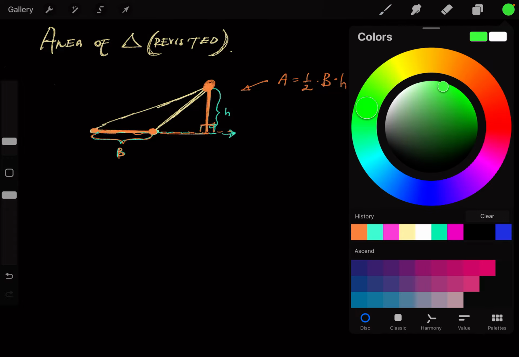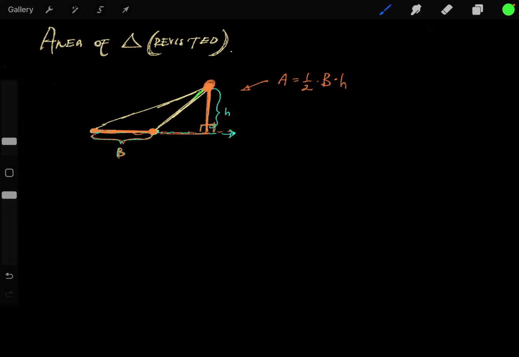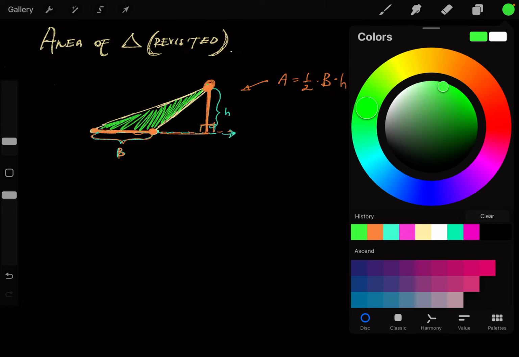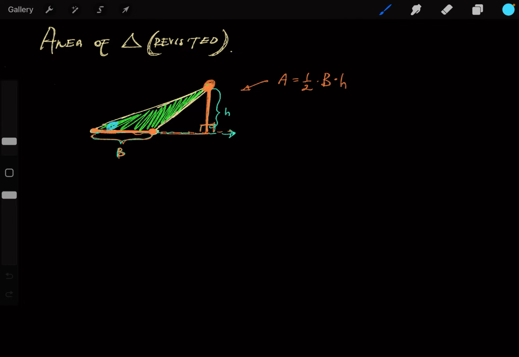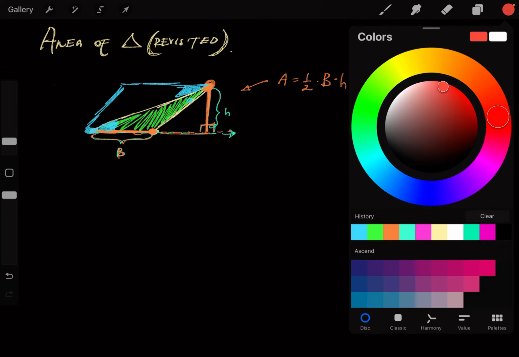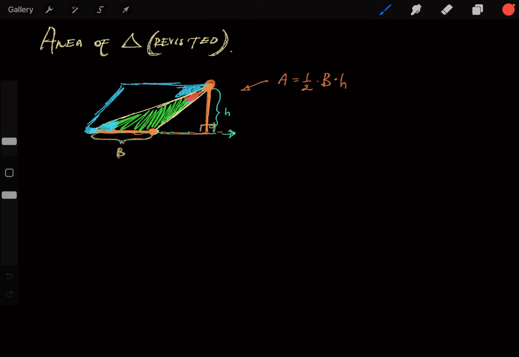The way we're going to convince ourselves is that we're going to take this triangle, duplicate it, and rotate it around. So this angle right here, this blue angle, is going to come up to over here. So this blue angle came to over here. And then this angle over here, this orange-red angle, came to over here.